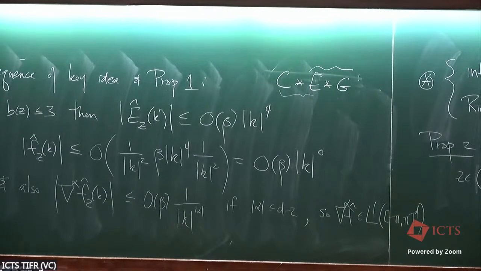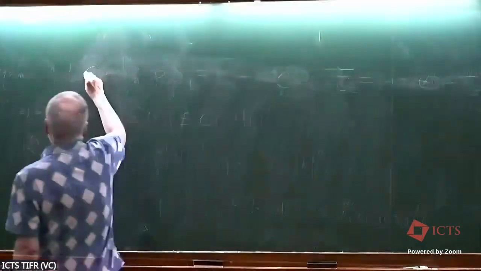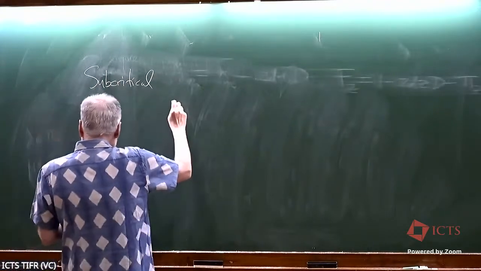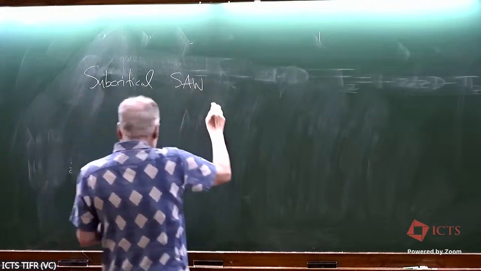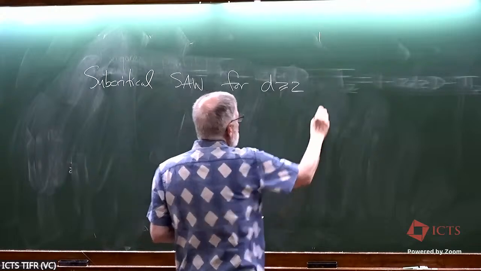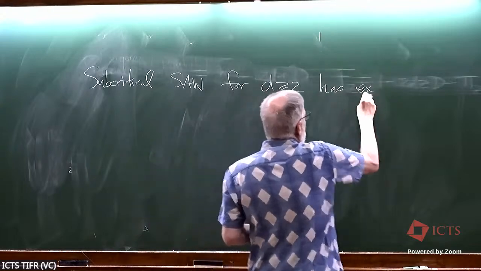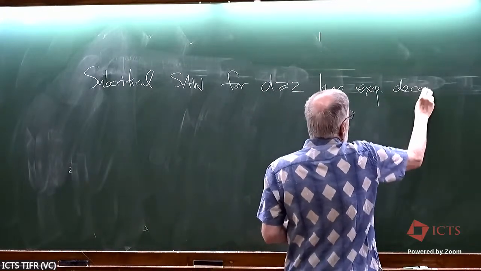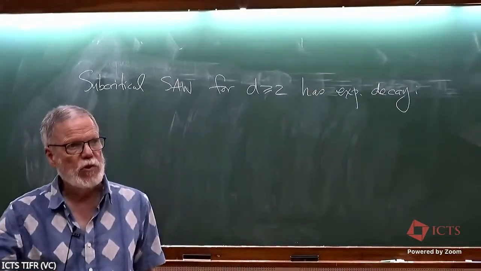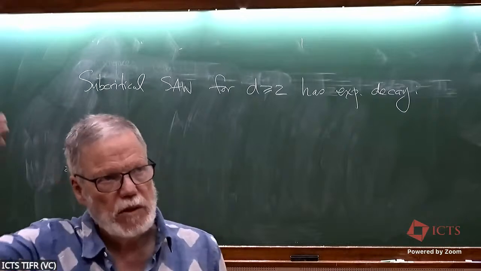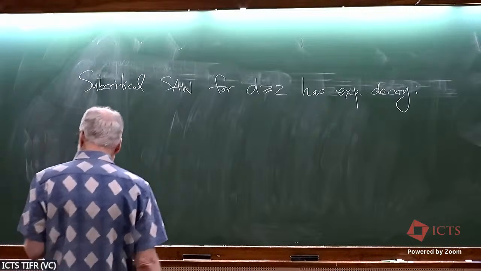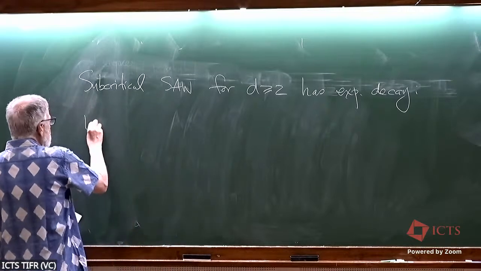All right, so now I want to move on to the subcritical behavior. For any dimension greater than or equal to 2, it has exponential decay. I mentioned that earlier when I was saying that in the bootstrap function, the sup was attained because the numerator in the bootstrap function, the 2-point function, was decaying exponentially. But let's just check that now.